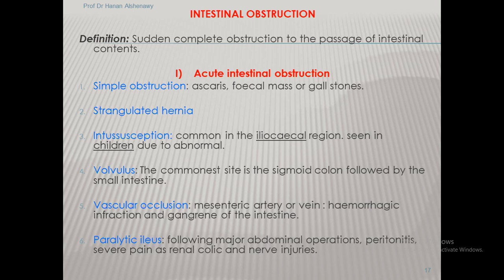Now, there is a very important entity we have to know, which is intestinal obstruction. It means complete obstruction of the intestine, either acute or chronic. What causes patients to come to the emergency with acute intestinal obstruction? All of a sudden, he comes with an acute abdomen due to acute intestinal obstruction. Very simple obstructions like fecal mass, ascaris swarm, strangulated hernia. This is seen in males in inguinal hernia, or in females sometimes umbilical hernia, causing the intestine to be obstructed.